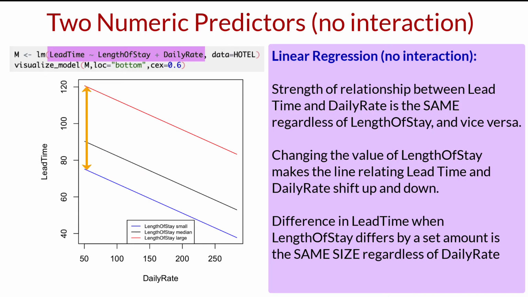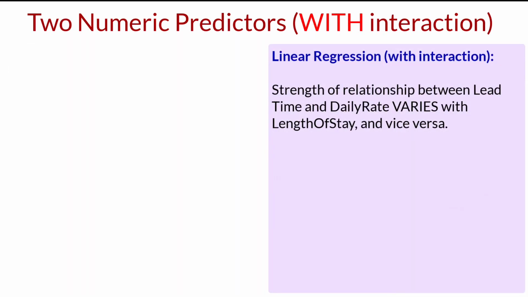When the daily rate is about $50, the difference in average lead times between long and short stays is just under 40. Same difference if we compare bookings whose daily rates are $150. Now, if we allow these variables to interact, well, the strength of the relationship between lead time and daily rate is now allowed to vary based on what kinds of length of stay we're looking at.